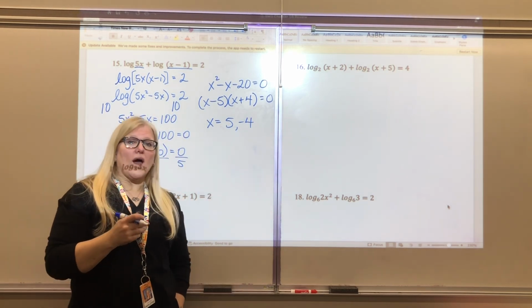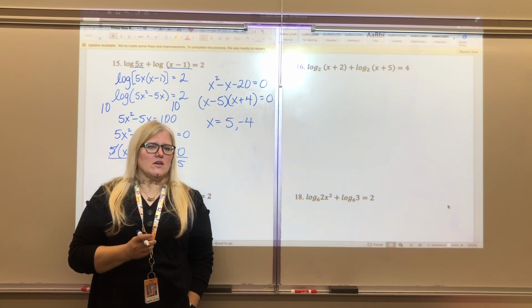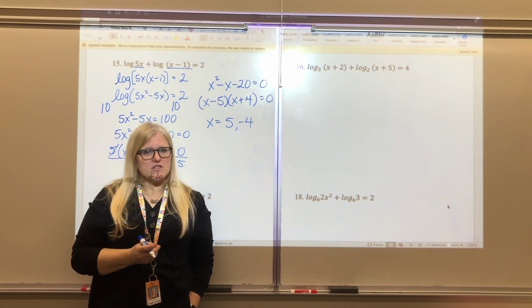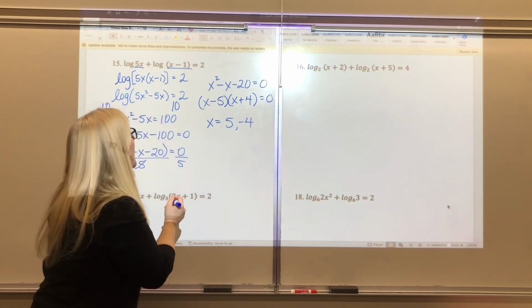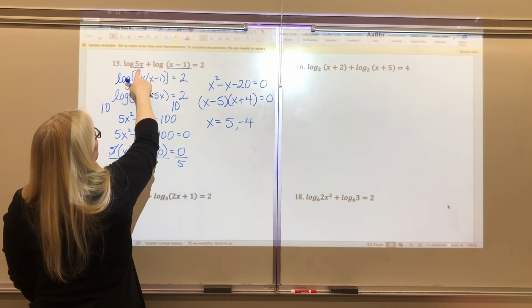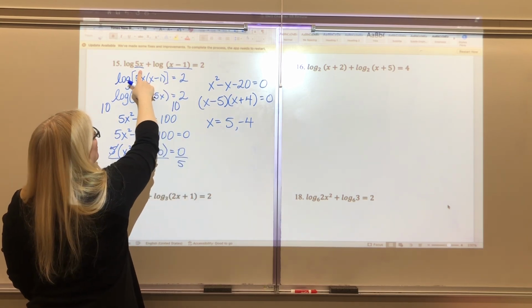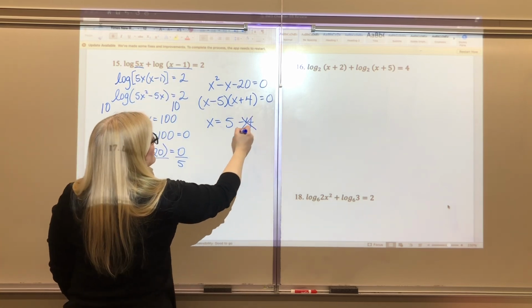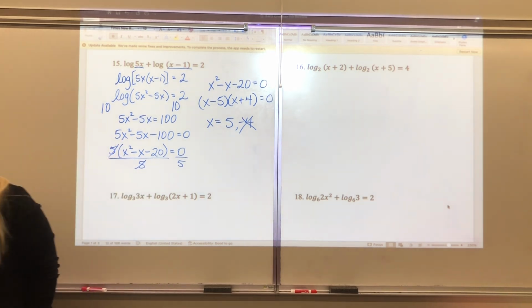But what can we not take the log of? We can't take the log of a 0 or negative numbers. So anything 0 and less. So I take these numbers and I look at my original. 5 works, that's 25. This is log of 4. But if I plug in negative 4, I get negative 20 here and negative 5. So negative 4 is extraneous.